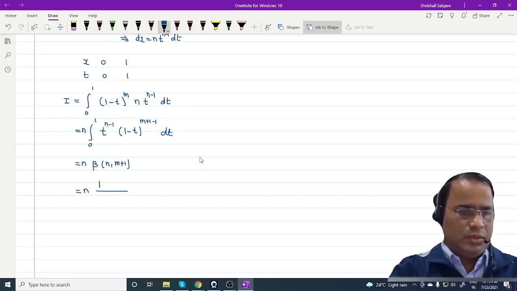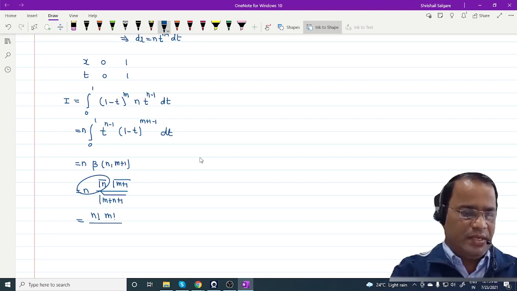Further, if you use the property, it can be written as n into gamma n times gamma of m plus 1 divided by gamma of m plus n plus 1. Okay, so all together, this can be written as n factorial. Gamma of m plus 1 is nothing but m factorial, divided by m plus n factorial. So that is the evaluation.